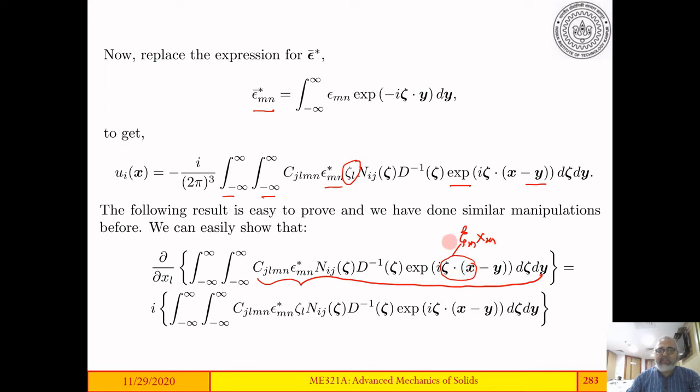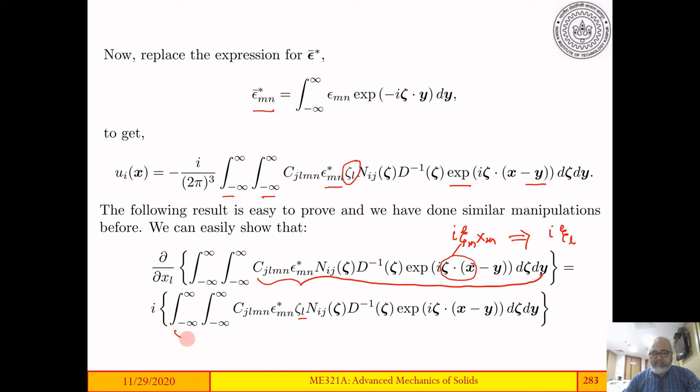This is a dot product, zeta m xm, and if you take del xl of this, you will get I zeta L out of it. So del xl of this quantity will give you I zeta L. X is not there anywhere else. So obviously del xl of this will be I and zeta L here, and the rest of the terms will all remain as they are.